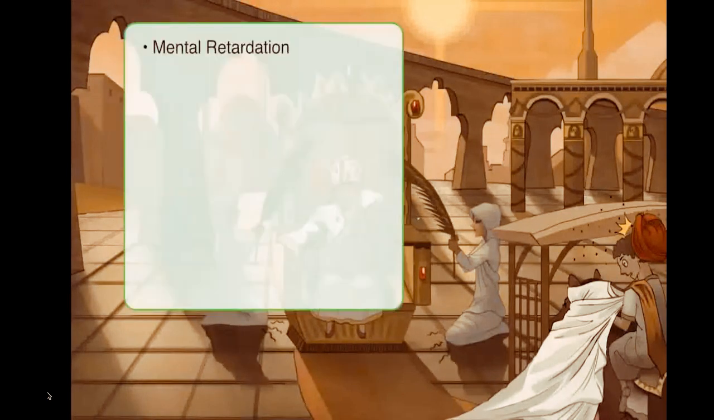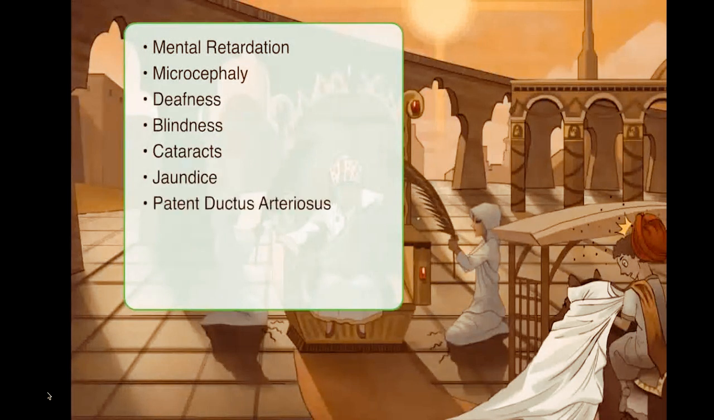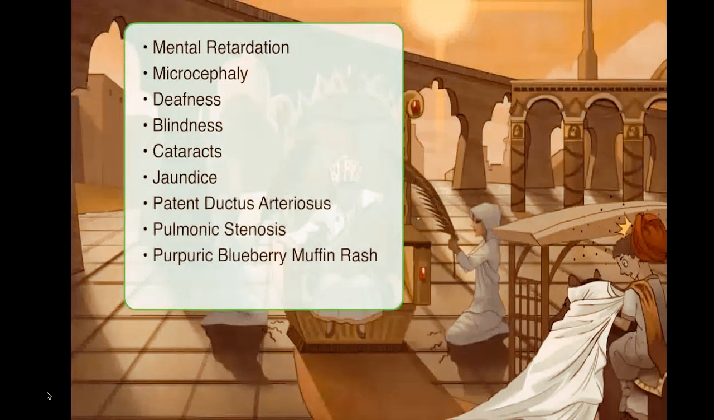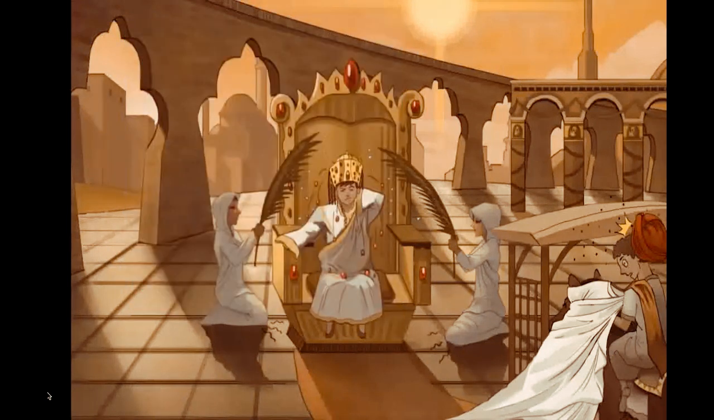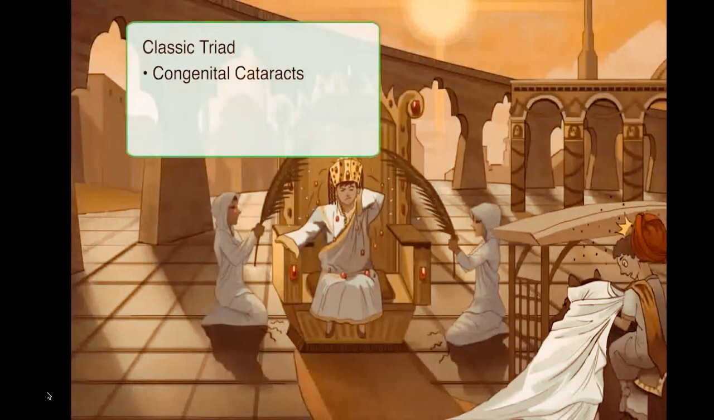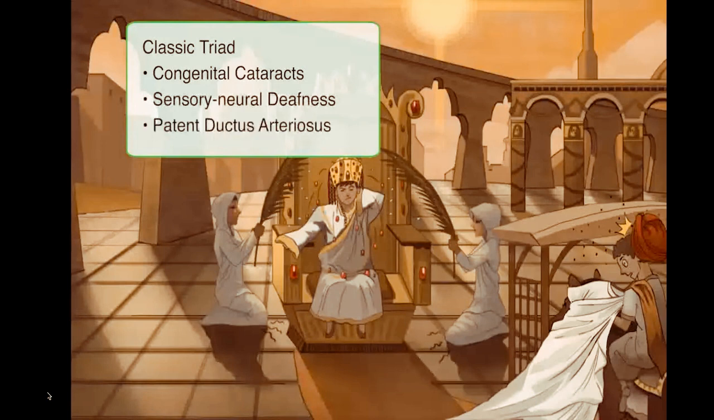They're mental retardation, microcephaly, deafness, blindness, cataracts, jaundice, patent ductus arteriosus, pulmonic stenosis, purpuric blueberry muffin rash, and radiolucent bone lesions. And yes, that's a ton to remember about congenital rubella, and you should try your best, but we're going to go through these, so don't freak out too much. The main triad for congenital rubella is congenital cataracts, sensorineural deafness, and patent ductus arteriosus.